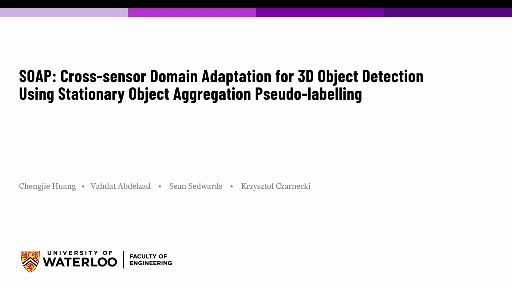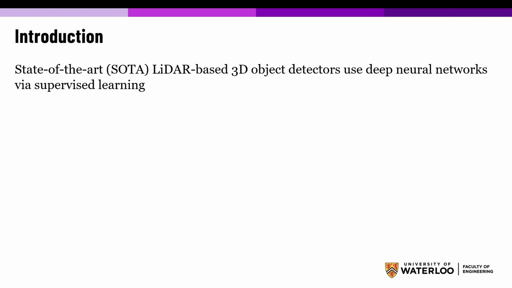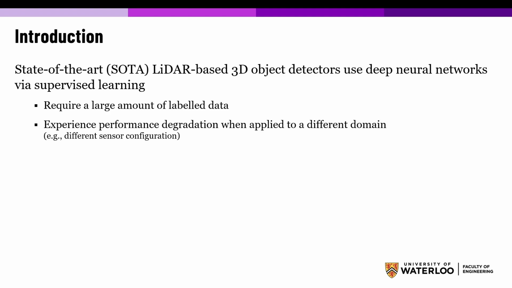Hello, in this presentation I'll be presenting SOAP, a cross-sensor domain adaptation technique for 3D object detection using stationary object aggregation pseudo-labeling. State-of-the-art LiDAR-based 3D object detectors all use deep neural networks and supervised learning. This naturally requires a large amount of labeled data, but more importantly, when applied to a different domain, such as point clouds collected by a different sensor configuration, the object detectors often experience a large performance degradation.